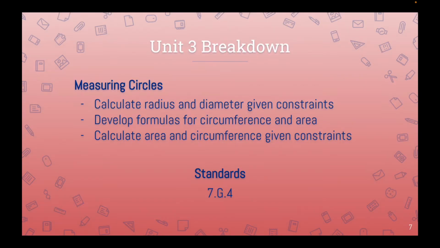Unit 3 is all about circles. The students will calculate radius and diameter given constraints, develop formulas for circumference and area, and calculate area and circumference given certain constraints. This addresses Geometry Standard 4.